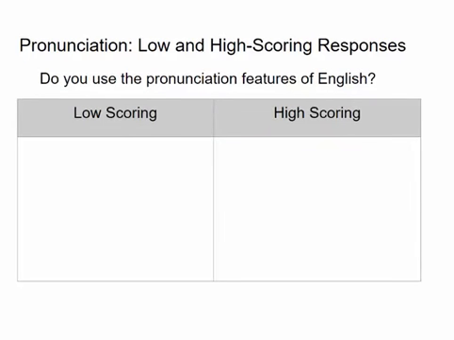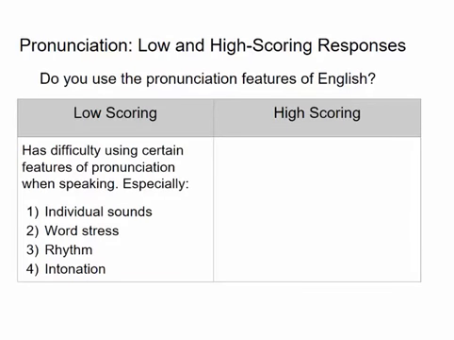A second question they're looking for from the band descriptors, just thinking generally here: do you use pronunciation features of English, or is your English speaking really affected by your first language in a number of key areas? We're going to look at what those key areas are. For a lower scoring example, we're thinking about a person in about the band score 5 range on the speaking descriptors chart.